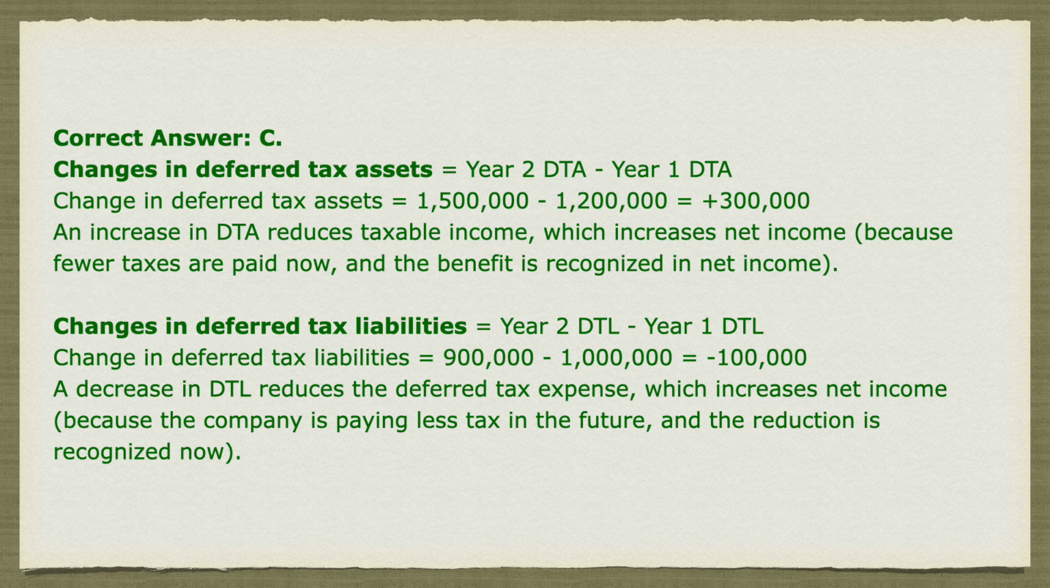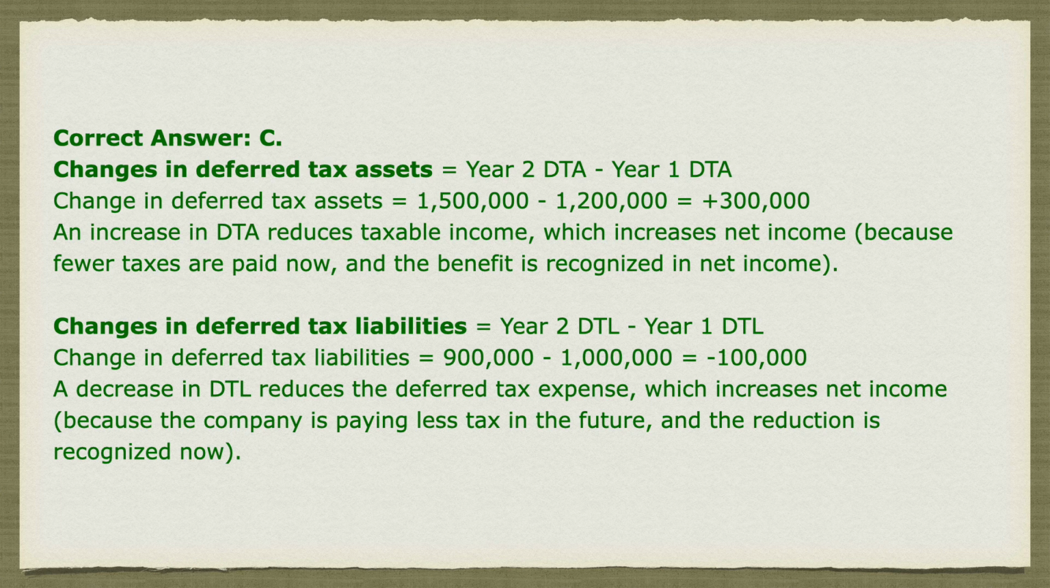Correct answer, C. Change in deferred tax assets equals year 2 DTA minus year 1 DTA, which is 1,500,000 minus 1,200,000, equals plus 300,000. An increase in DTA reduces taxes paid, which increases net income, and the benefit is recognized in net income.